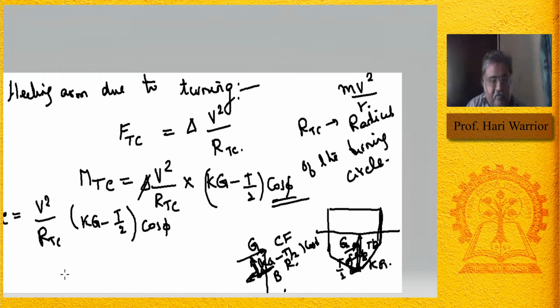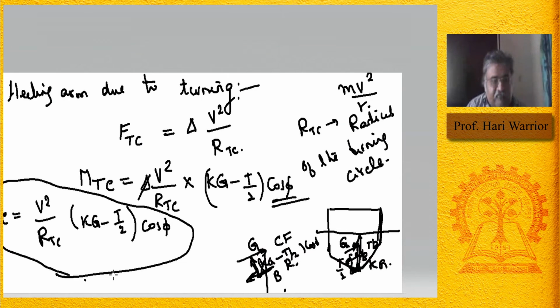So what I would like you to do is to remember that the wind heeling arm is proportional to cos square phi, and the turning moment or the turning lever is proportional to cos phi. So one is cos square phi, one is cos phi, because in one the cos phi comes twice. That is more or less this part. Now we go into something else.